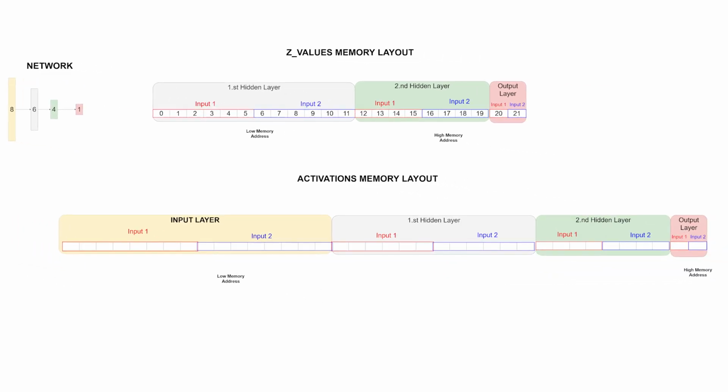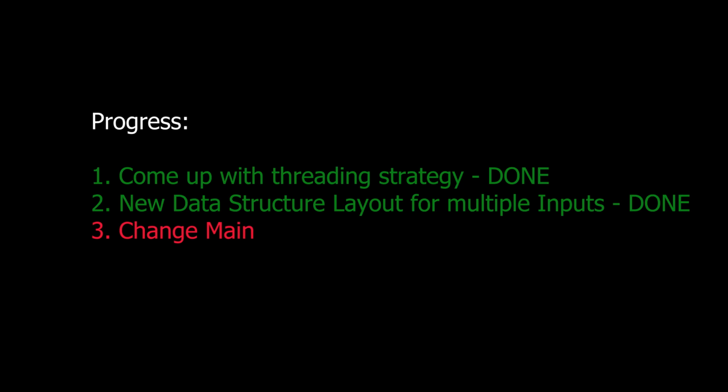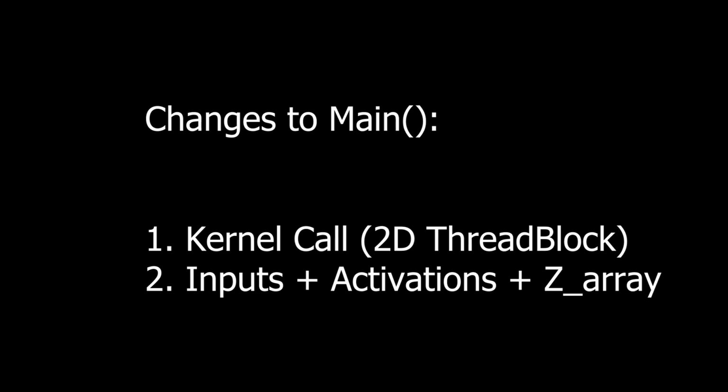Take a look at the new memory structure. The order of the layers in the memory stays the same, but each layer section now holds multiple inputs, instead of just a single one. There are 2 changes we need to do to the code in the main function. We need to change how we call the kernel, and we need to change the data structures for activations and set values to be compatible with multiple inputs.